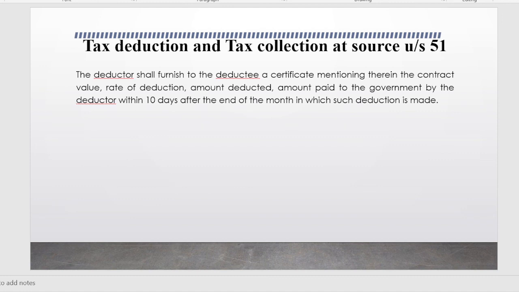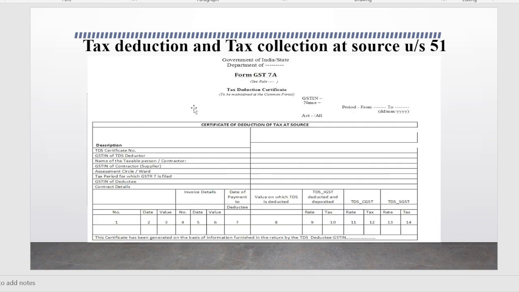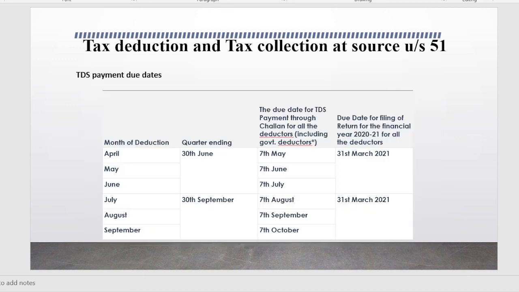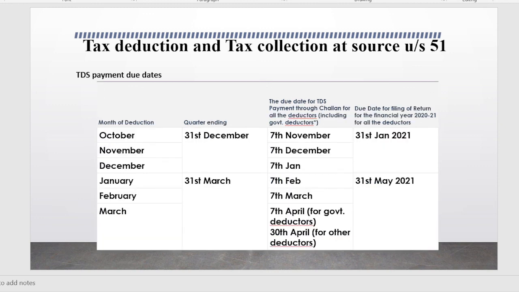Now, the deductor shall furnish to the deductee a certificate whenever they deduct the tax, mentioning the value and rate of deduction within 10 days after the end of the month. तो अगर आप अप्रैल में डिडक्ट करते हो टीडीएस कौन से भी दिन में, तो मई के 10 तारीख तक आपको सर्टिफिकेट इश्यू करना है. So this is the format for GST 7A, that is the TDS certificate. Okay, and these are the TDS payment due dates. You can read it.